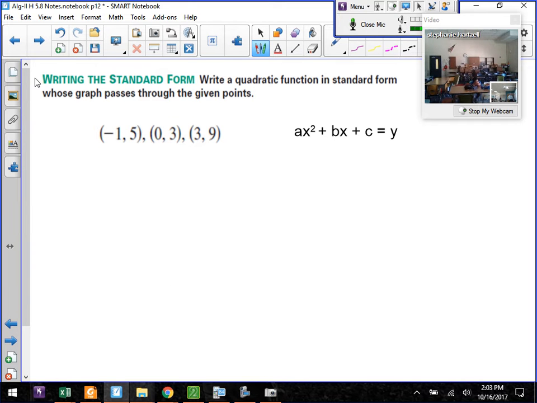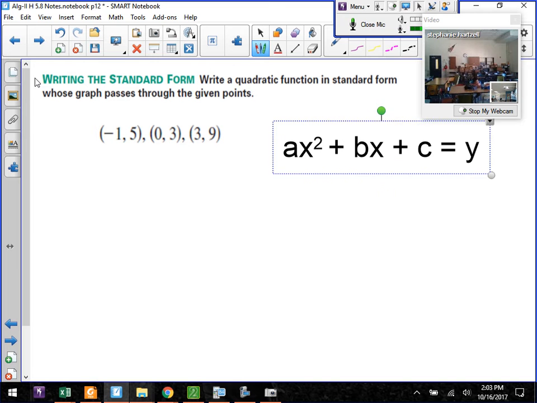So let's walk through an example when you have standard form. Remember, standard form is your ax squared plus bx plus c, and I wrote it as equals y. I put it on the other side for right now because it's going to be easier to see how things drop together.